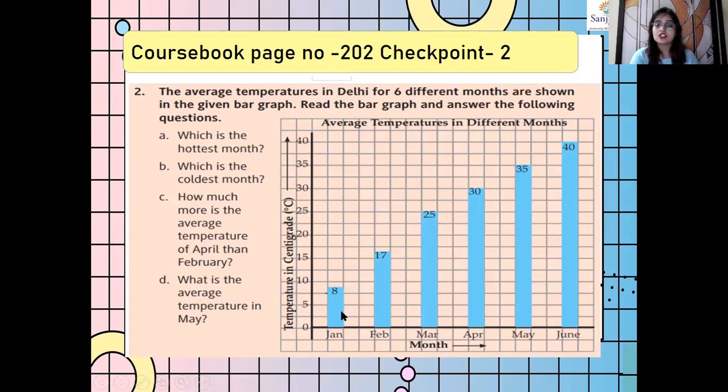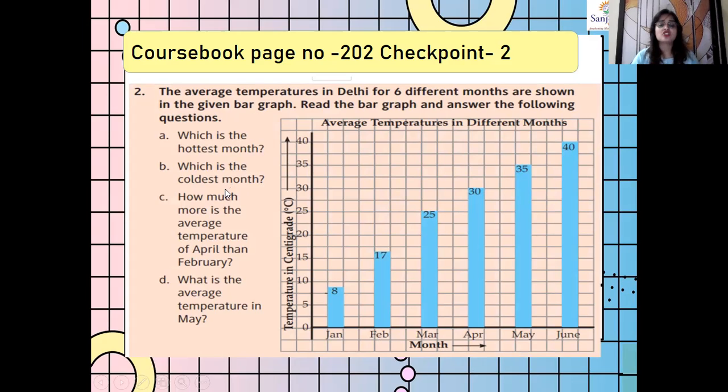In January, it was 8. So children, here it is 5, so till here it is 8, a little below 10. Then 17, a little above 15. Then 25, 30, 35, and 40 is for the month of June.